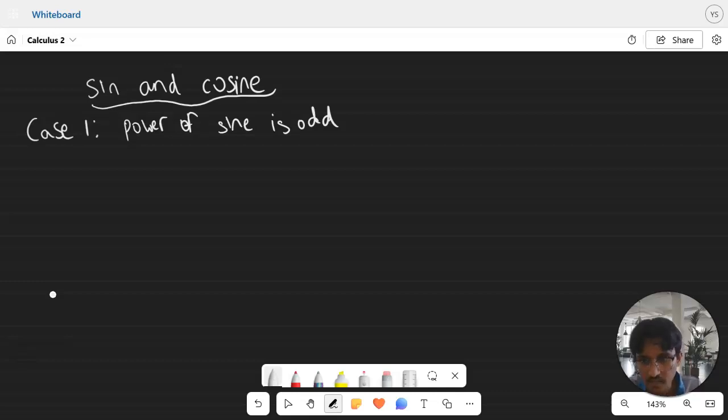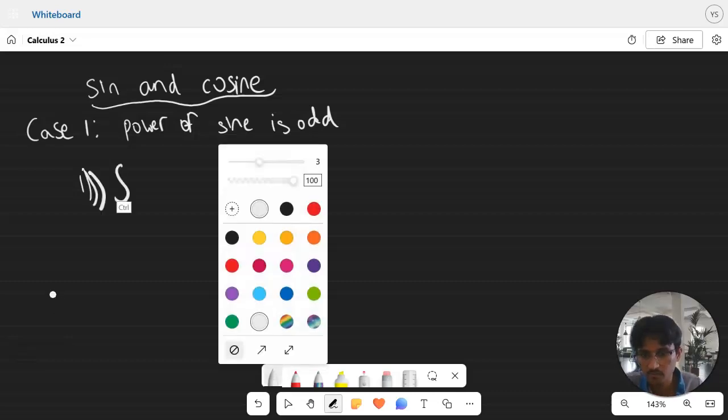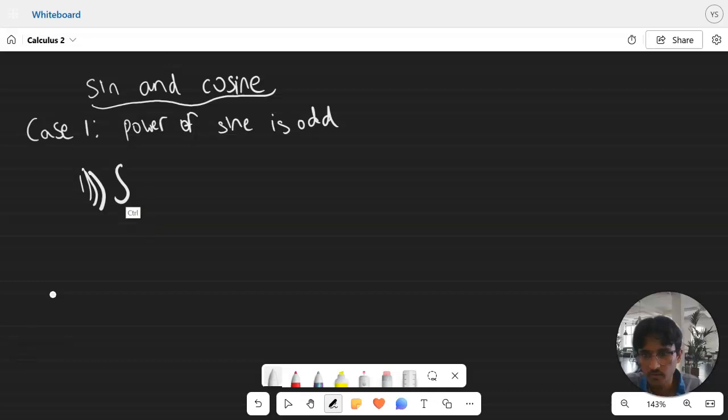So let's have a look at an example of what we do when it is odd. Let's say we are told to find the integral of sine cube of x times cosine square of x dx. Okay, what do we do?